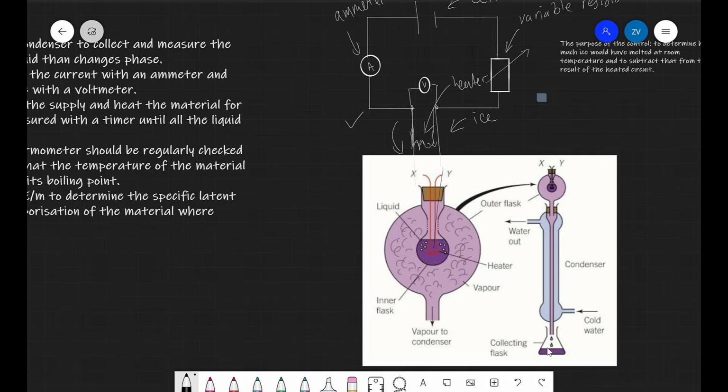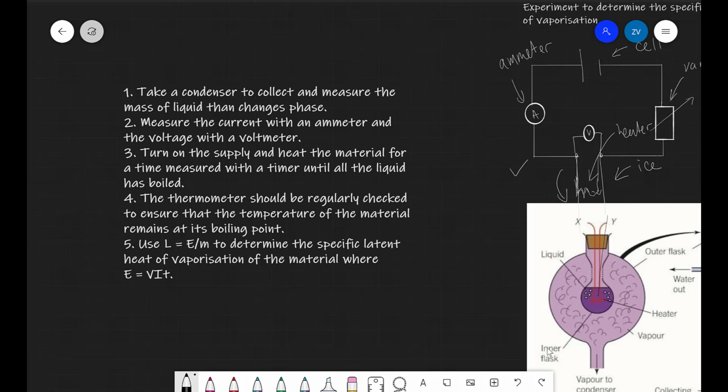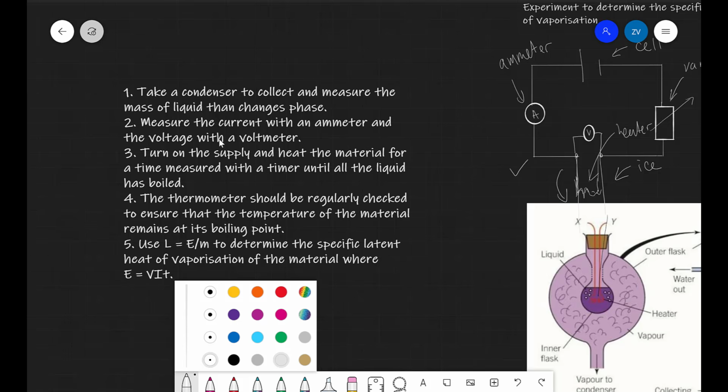So this condenser will be able to tell us how many kilograms of the liquid have actually been vaporized. So in short, we're going to take a condenser to collect and measure the mass of a liquid that has changed phase. Then we're going to measure the current with an ammeter and the voltage with a voltmeter. This will once again just give us the electrical power later on that we could use to find the energy.